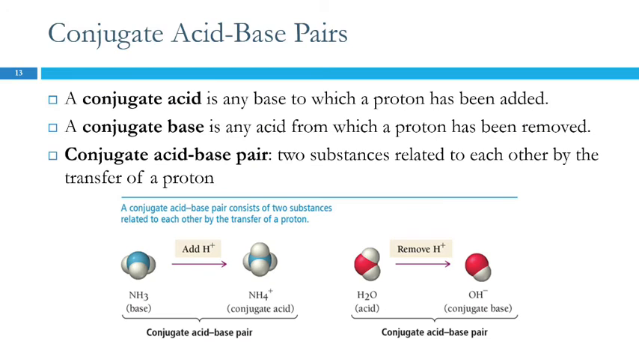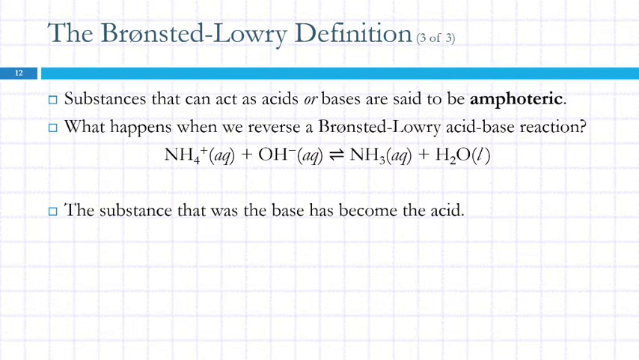So, this is an acid. This is a base. On the other side, we have this as a base, and this is an acid. The substance that was the base becomes the acid. And it's all about the hydrogen ion.